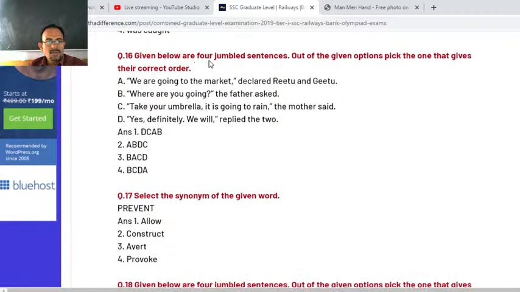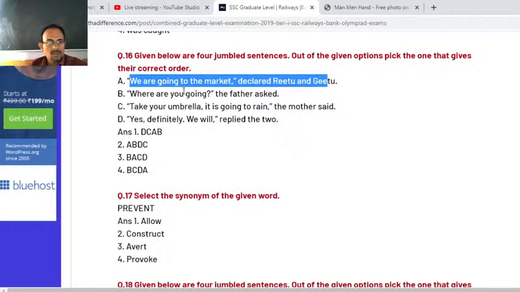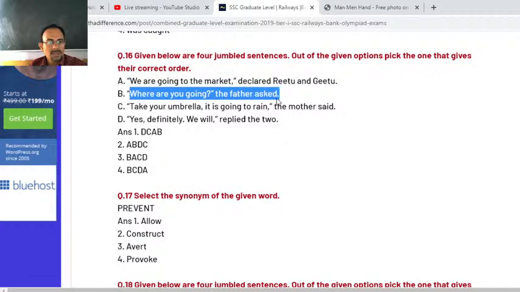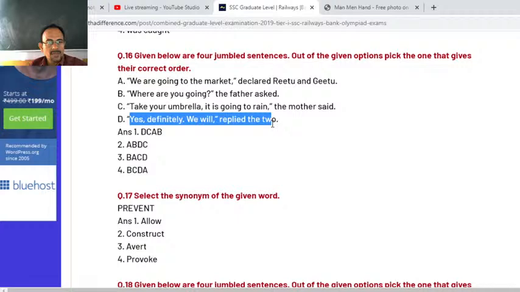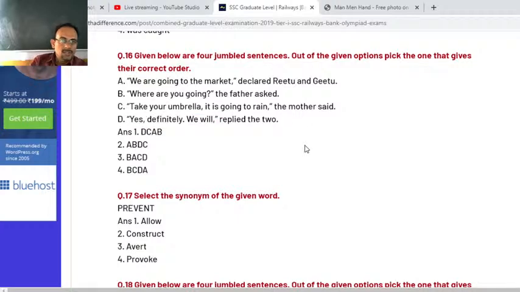Given below are four jumbled sentences. Out of the given options, pick out the one that gives their correct order. Okay, so you see these jumbled sentences. We are going to the market, declared Ritu and Gitu. Where are you going? The father asked. Take your umbrella, it is going to rain, the mother said. Yes, definitely we will reply that too. Okay, so tell me the sequence. Is it DCAB or ABDC or BACD or BCDA? Which one do you think should be the correct answer?